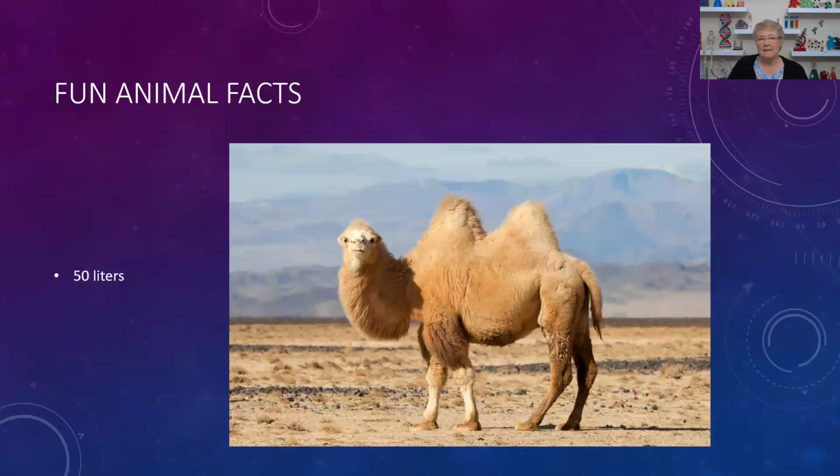This is a camel. This is a two-humped camel. Anybody know what a two-humped camel is called, what the official name is? Any camel experts in the group? It's called a Bactrian camel. And they can drink up to 50 liters of water. So one of those big soda bottles, the 2-liter bottles? They can drink 25 of those at the same time. And camels are really an unusual animal because they love water so much, they will even drink salty water. And there aren't a lot of animals that do that.